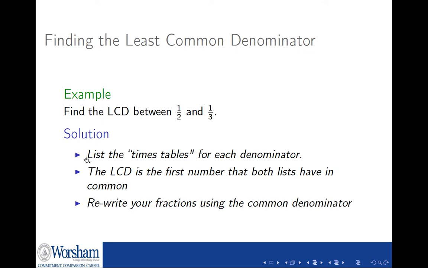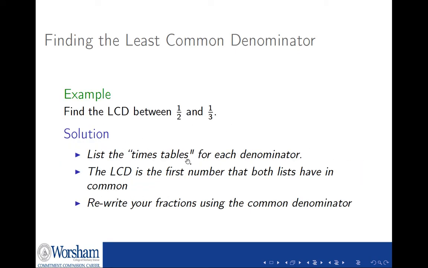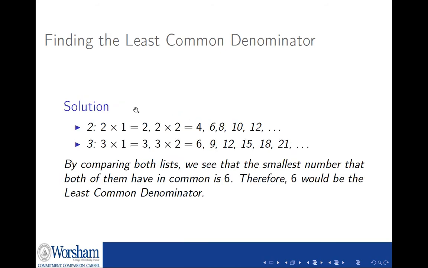So between 1/2 and 1/3, okay, we're going to list the times tables for each denominator. So we're going to list the times tables for 2 and 3. So 2 times 1 is 2, 2 times 2 is 4, 6, 8, 10, 12, 14, 16, 18, 20, and so on and so forth. For 3, 3, 6, 9, 12, 15, 18, 21, 24, 27, and so on.